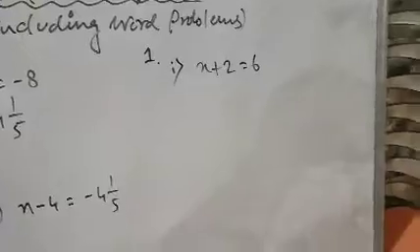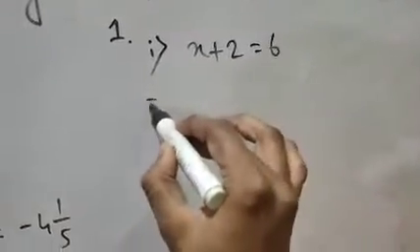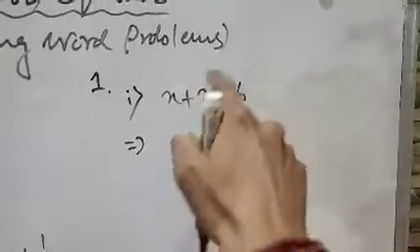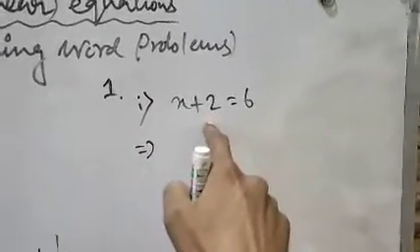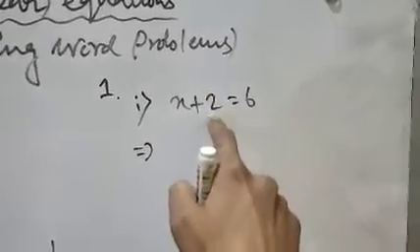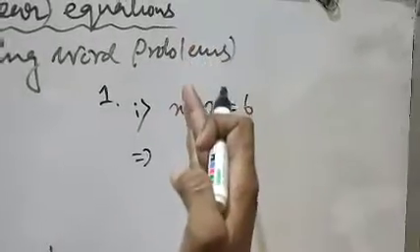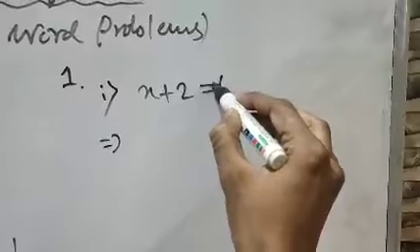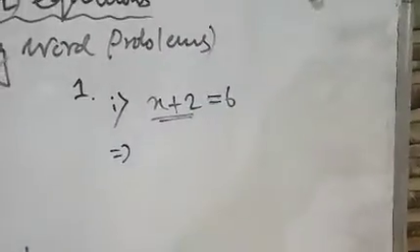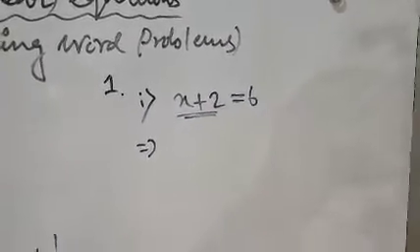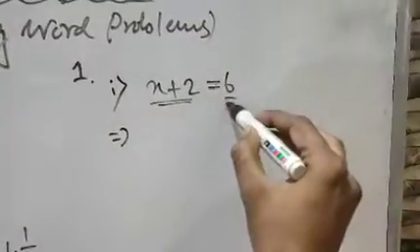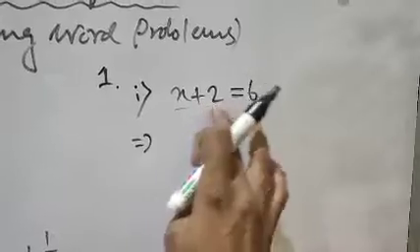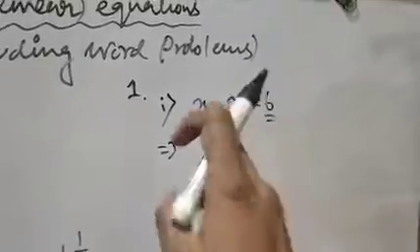Therefore, if we want to find out the value of x, we need to transfer this 2. That means we need to transfer this 2 from the left hand side to the right hand side. This is the equation, this is the equal sign, and this portion is the left hand side, that is x plus 2, and this 6 is the right hand side portion. So we have to transfer or change the position of this 2 to find the value of x.